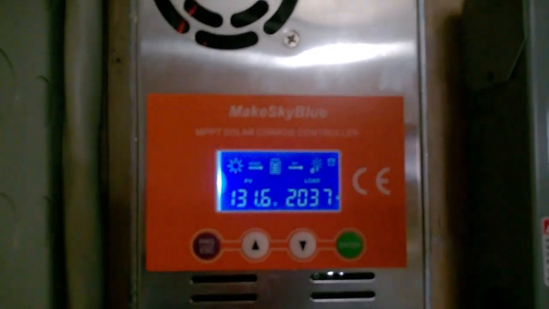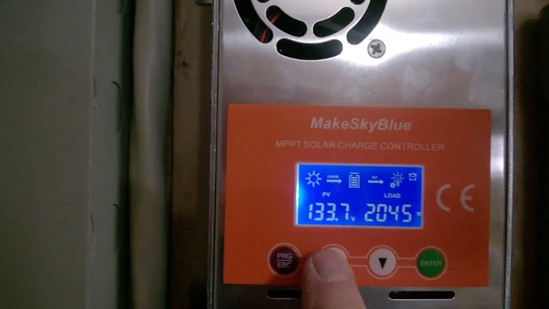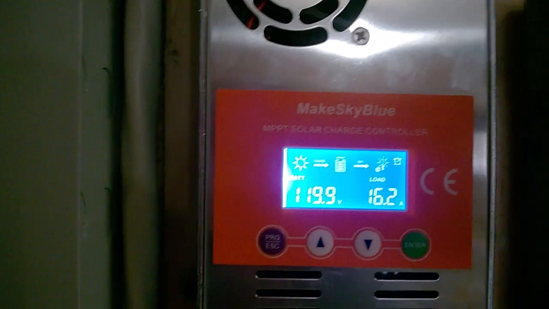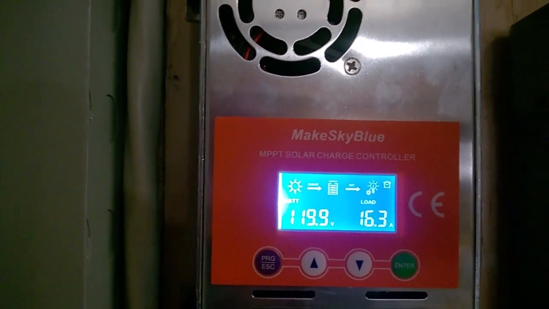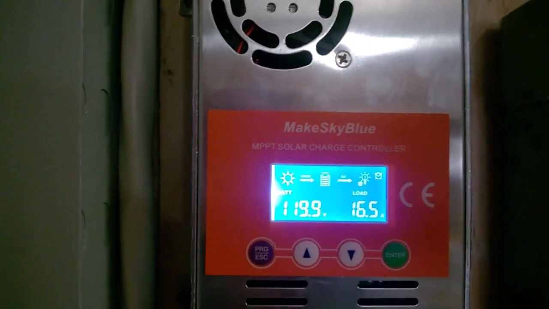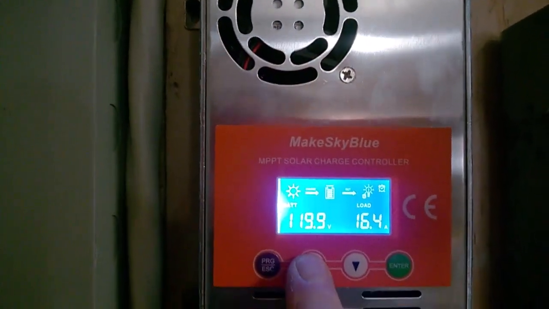Well, there's my mixed sky blue working there. 2056 watts. 131 volts. 16 amps. The best I think I can ever get out of this would be 20 amps. 120 volts times 20 amps is 2400, more or less, which is what I got. Eight 300 watt panels. So this is pretty well all we're ever going to get out of this baby.